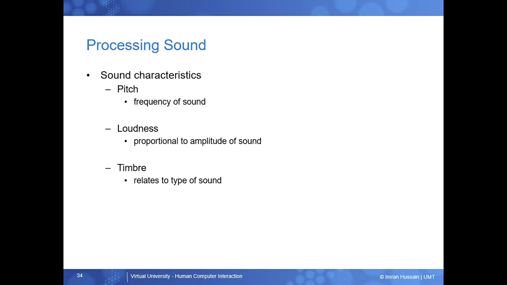So how do we process sound? So we have three characteristics of sound. So we have pitch, we have the loudness, and we have the timbre. Okay, so what's the difference between the three? So you have the pitch, the frequency of the sound. So when we say the frequency of the sound, the higher the frequency, the higher the pitch. Yung pitch kasi is the highness or lowness of the sound. So yun yung frequency.